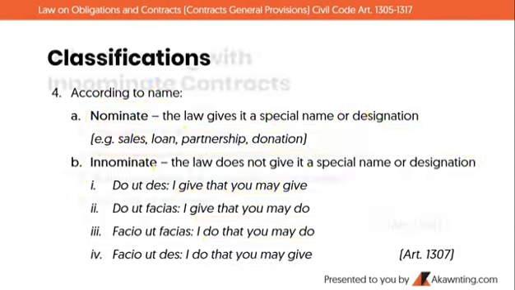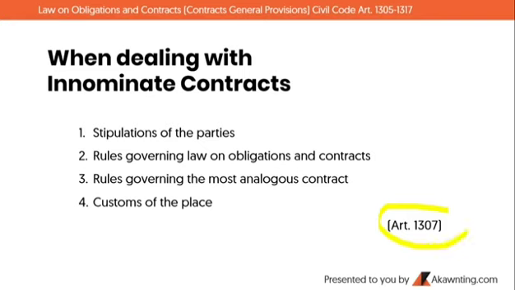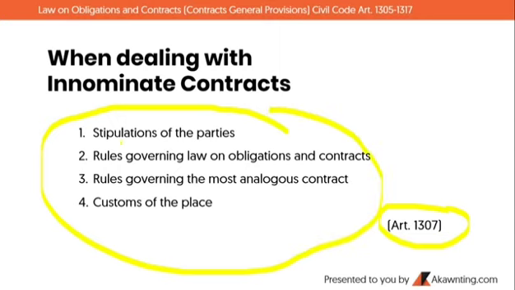Pero, ang sabi dito, according to Article 1307, when dealing with innominate contracts, ito yung mga susundan natin. Okay, ganito. Number 1, itong innominate contract ba na ito, may mga stipulations ba yung parties natin? Okay? So, syempre, masusunod, number 1, actually, in order of priority ito, number 1, masusunod kung ano man yung na-stipulate ng mga parties doon. Kung gusto nila na ganito, ganyan, masusunod yun.